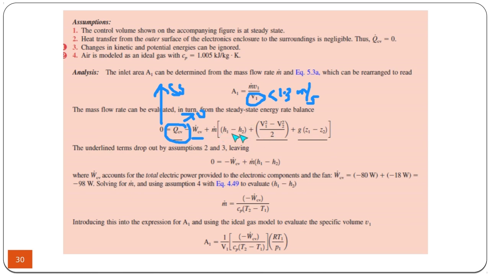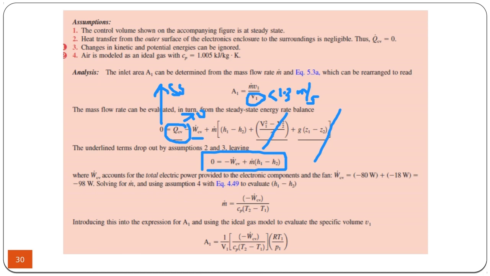The net change of the stream's energy is the enthalpy change, the kinetic and potential energy changes. We can assume that the change in the kinetic and potential energies can be neglected, so that we have the final appearance of the energy equation to be 0 being equal to minus WCV, which is the total electrical work, 80 plus 18, plus the change in the enthalpy.